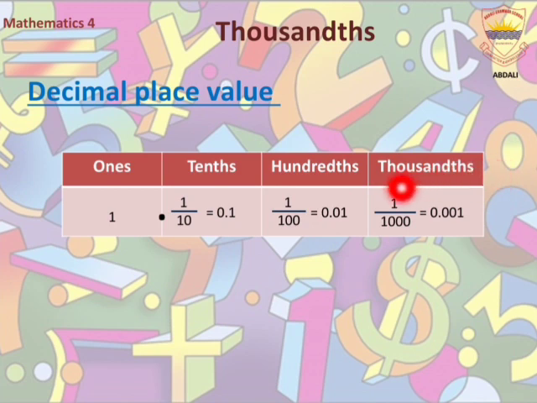Our last decimal place value is thousandths. We express it as the fraction 1 by 1000, and we write 1 by 1000 as the decimal 0.001. We write 0 before the decimal point, and we write 2 zeros after the decimal point.